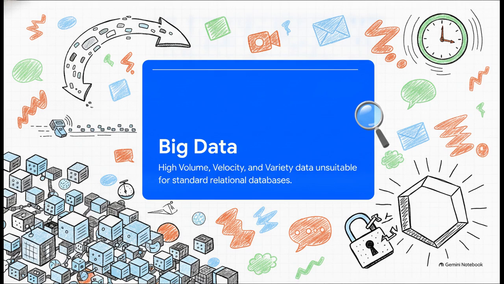This refers to variations in the structure of the data. As I mentioned, traditional databases absolutely love structured data, those neat rows and columns. But big data is often completely unstructured. We're talking tweets, videos, emails, the whole shebang. When you combine massive volume, high velocity, and complex variety, well, traditional relational databases simply fail.